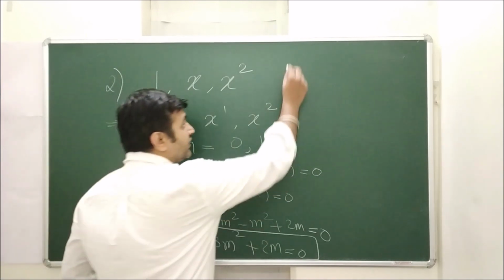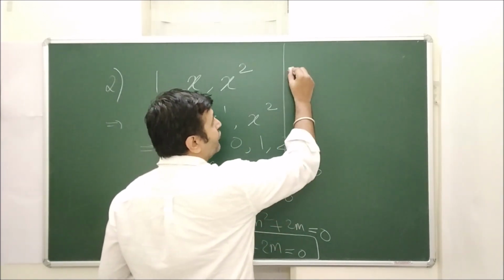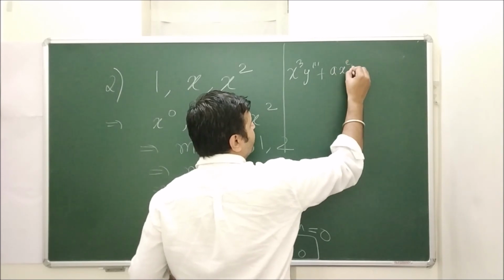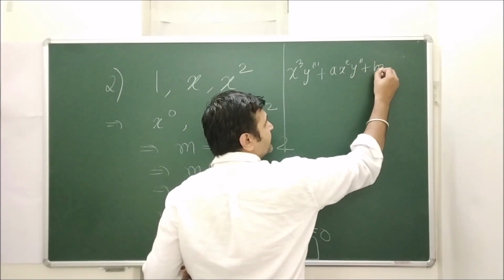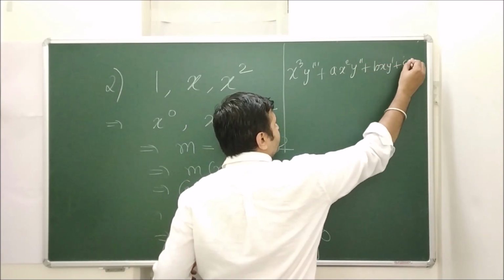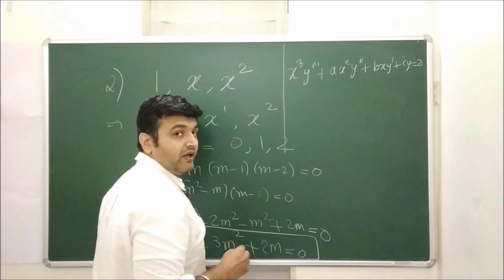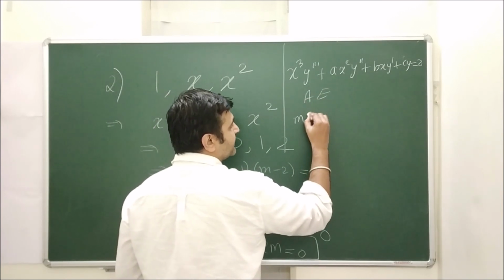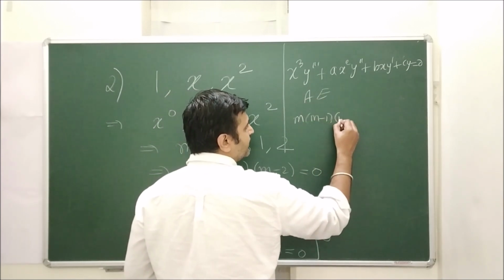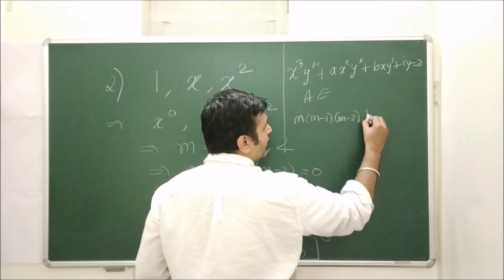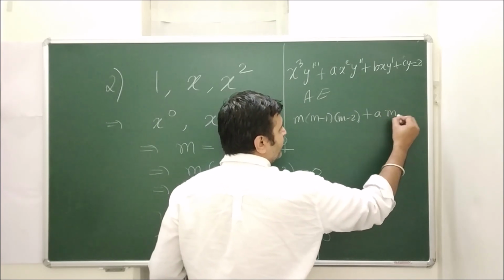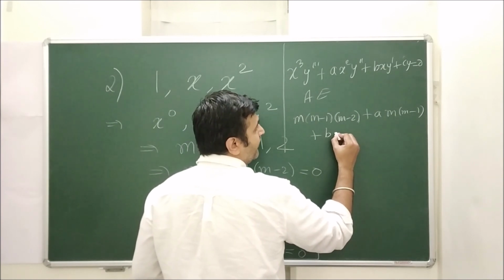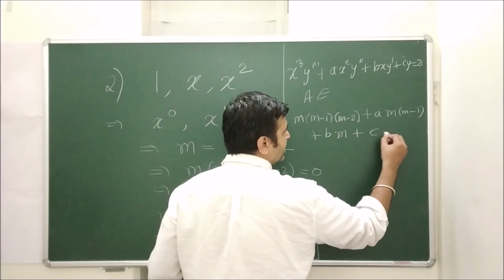So now how does the third order Euler Cauchy look? It is of the form x cube y triple prime plus a x square y double prime plus b x y prime plus c y equal to 0. And what is the auxiliary equation? For y triple prime, it is m into m minus 1 into m minus 2, plus a for y double prime, m into m minus 1, plus b for y prime, it is m, plus c equal to 0.